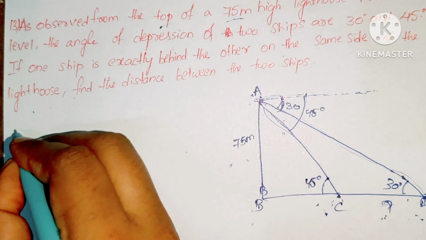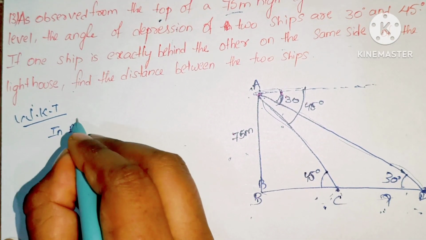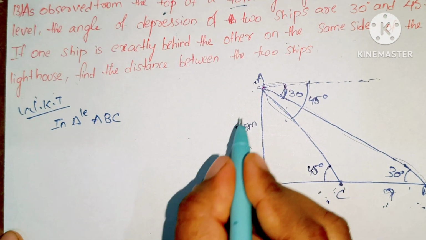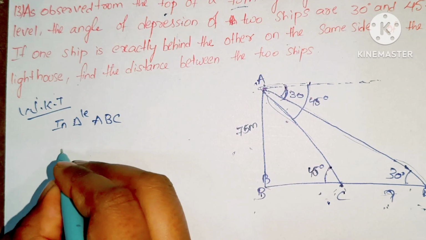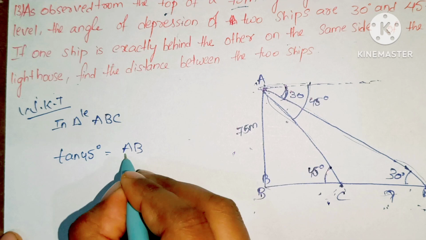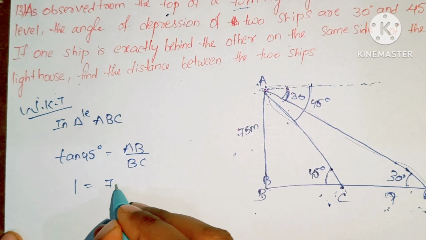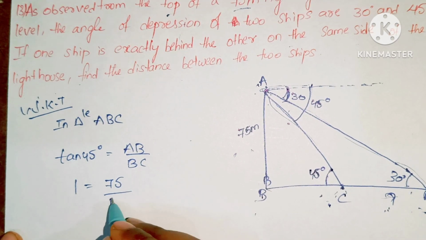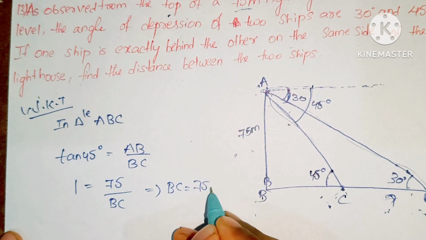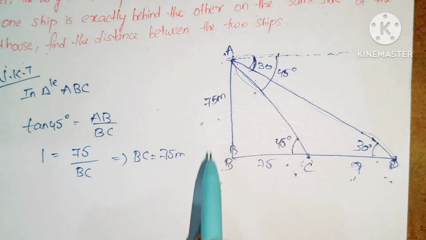Let us do it. In triangle ABC, for this angle you know the opposite side and you want the adjacent side. So you write tan 45 degrees equals AB by BC. Tan 45 is 1, equal to AB, which is 75, over BC, which we don't know. So sending BC to this side, BC equals 75 meters. That means BC is 75. Now take triangle ABD.